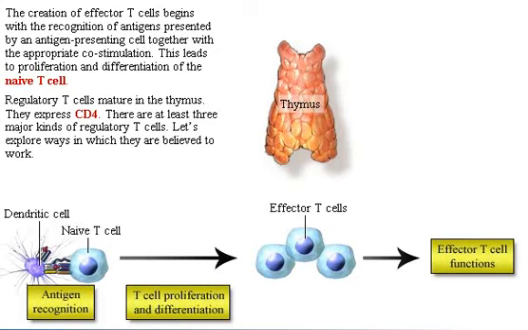There are at least 3 major kinds of regulatory T cells. While we do not fully understand their properties and how they work, let's explore ways in which they are believed to work. Click the thymus to continue.